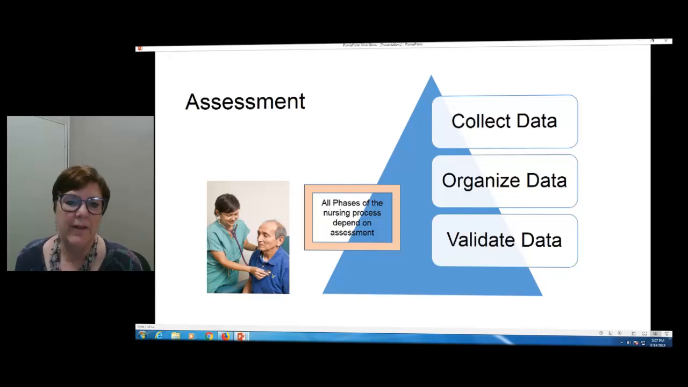You can see all of the phases of the nursing process. I want to reiterate, all the phases of the nursing process depend on assessment: on collecting data, organizing it, and validating it. You're going to do your planning on what you assess, not what you think you're going to assess, not what you think is going to happen tomorrow. You are basing this on what is happening today with this patient when you collect this data. Now, you want to project into the future because whatever problems you come up with, you want to correct them.